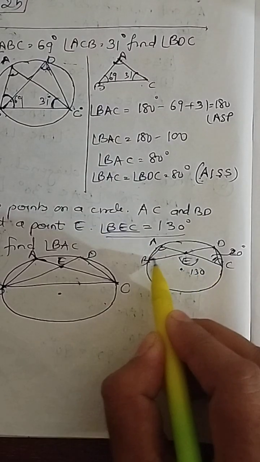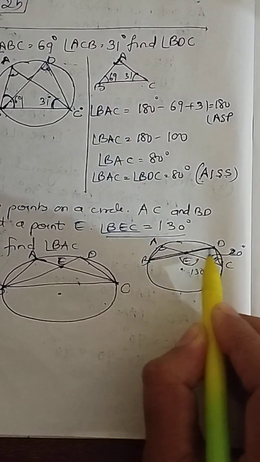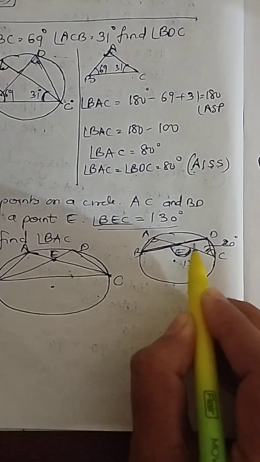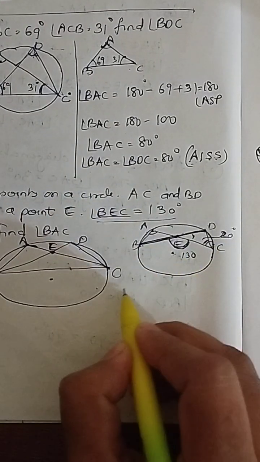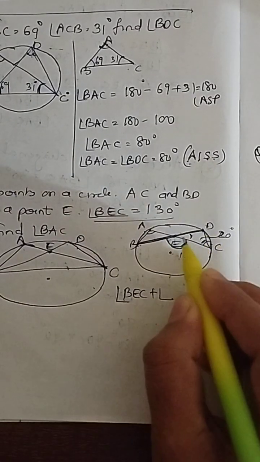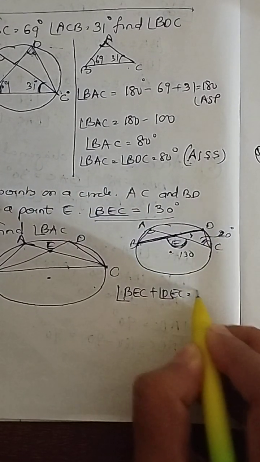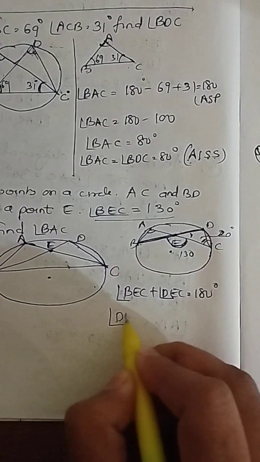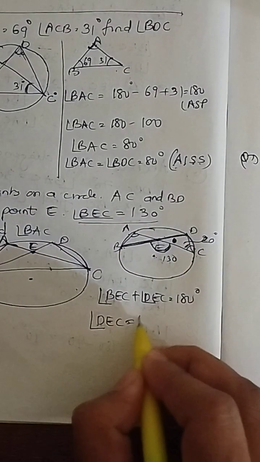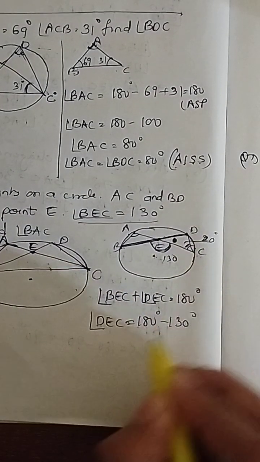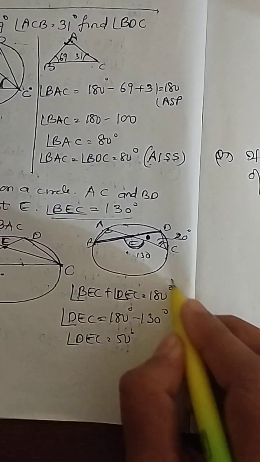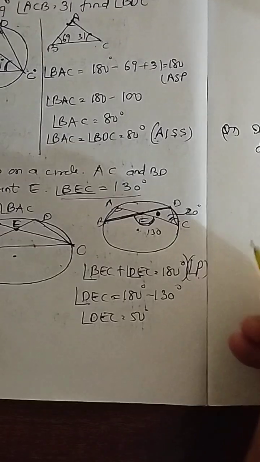What you can do is, see, this is a straight line. Remember from the lower classes, whenever there is a straight line and one angle is given, you can find out the other angle very easily. Angle BEC plus angle DEC is equal to 180 degrees. So angle DEC is equal to 180 minus 130, so angle DEC is equal to 50 degrees. The reason is linear pair.